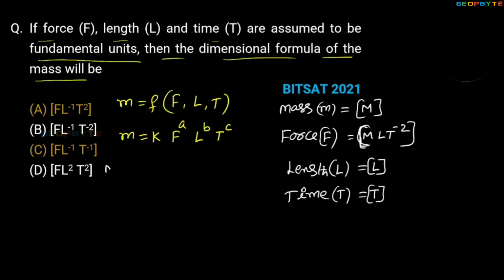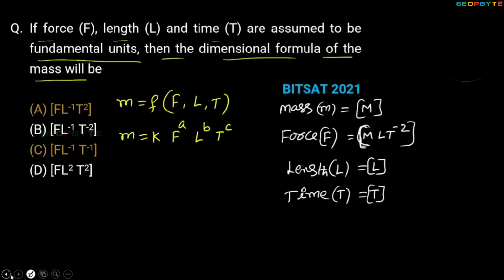Then I can write M power 0, no, M power 1. I should be very careful. M power 1, L power 0, T power 0 is equal to, here space is insufficient. Let us take another slide. Here we got m equal to some constant k into F power a, L power b, T power c.